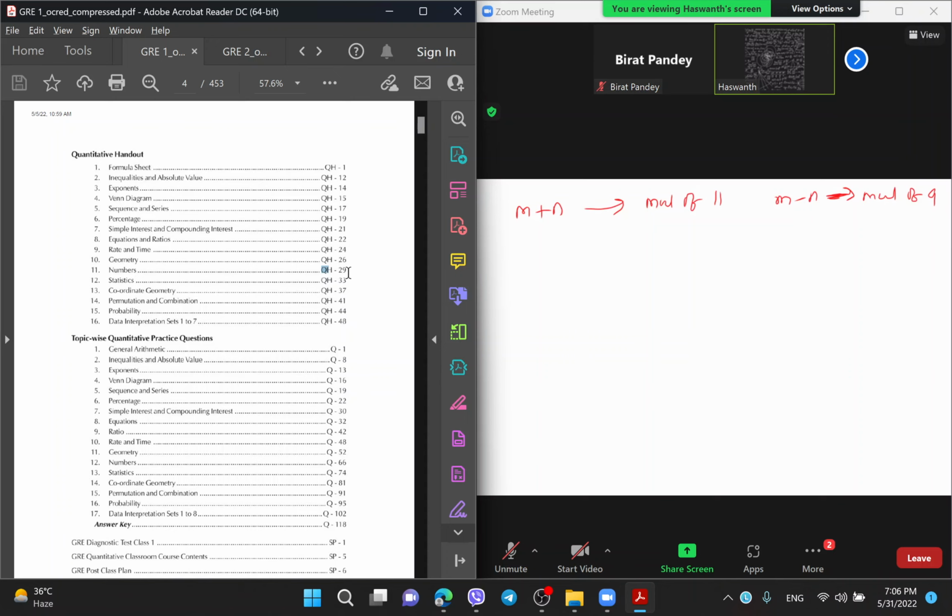For example, let's say m is 32. n is formed by interchanging the digits of m, 23. Then what is the sum of m and n here? Sum of m and n is 32 plus 23, 55. And the difference of m and n is 32 minus 23, which is 9. So the sum is a multiple of 11 and the difference is a multiple of 9.